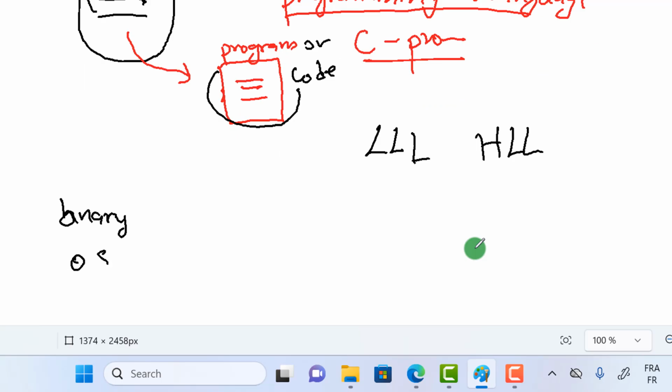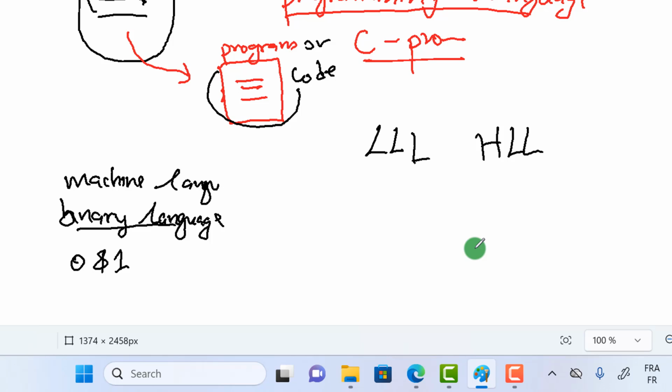Meaning that the computer understands only zeros and ones. These zeros and ones, you can call it binary language, meaning the language understood by the computer. When we talk about the computer, we are talking about the hardware part, like the CPU, which is the brain of the computer executing all instructions. So those instructions executed by the CPU are in the form of zeros and ones. Note that very well. And this is also called machine language.